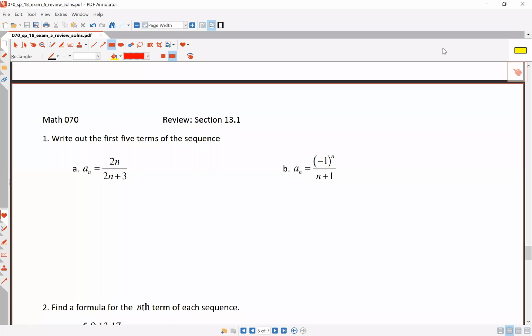This video covers the review for section 13.1, sequences and series. Number 1, write out the first 5 terms of the sequence.